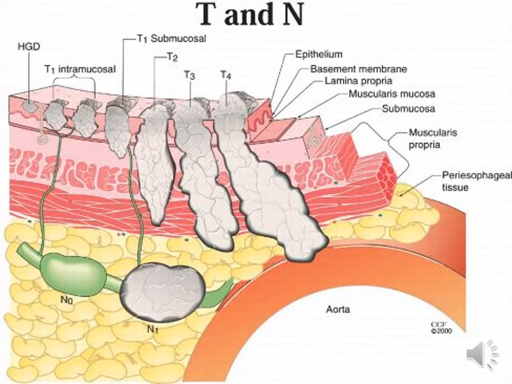This figure shows the T, the size of the tumor, and lymph node metastasis. The first one is the carcinoma in situ, and then the T1 intramucosal that has no lymph node. The T1 submucosal goes to the submucosal area, and T2 goes to the submucosal area, and T3 also goes to the submucosal area, and we have lymph node enlargement in N1. When it goes to other structures like artery or nerve or vein or periosteum, we call it T4.